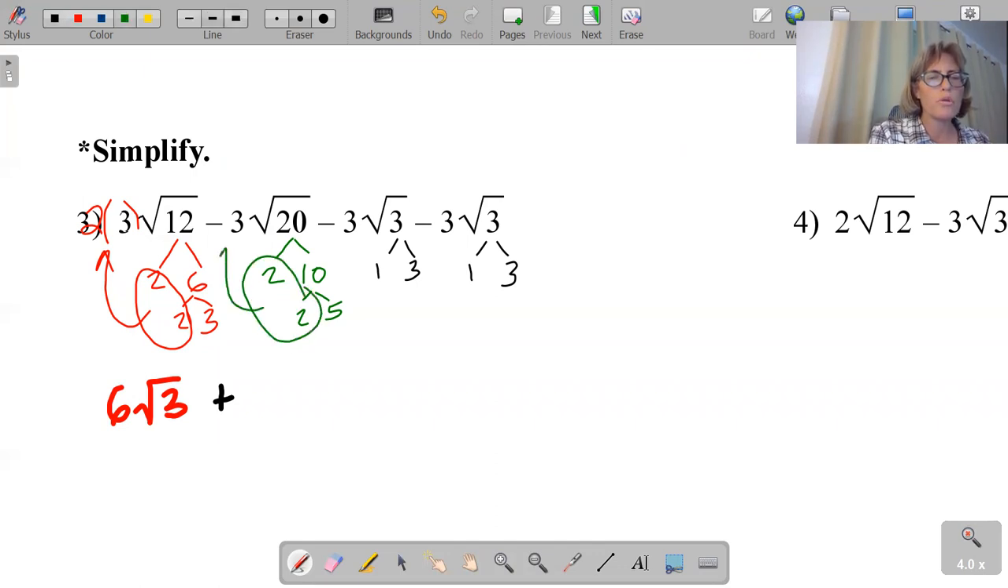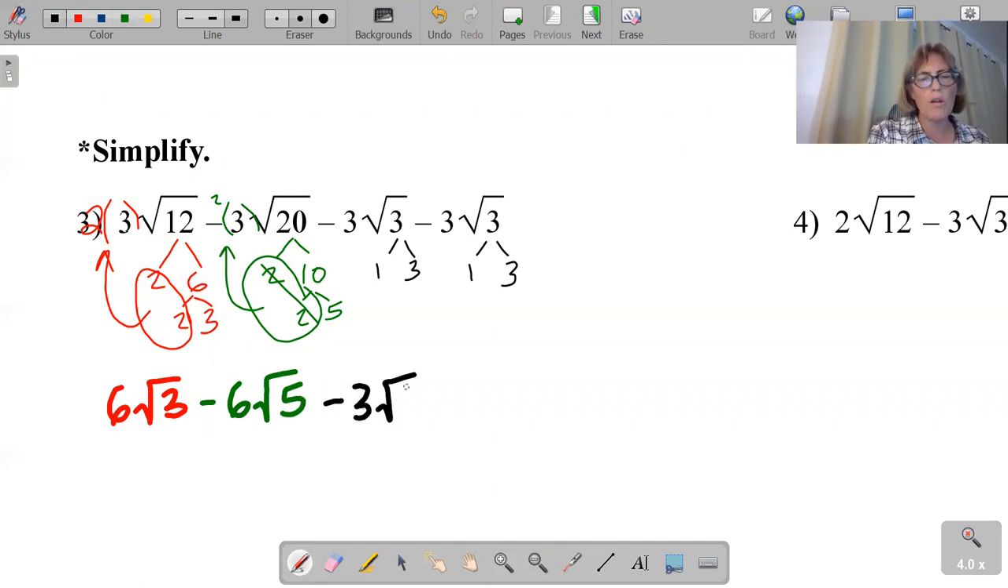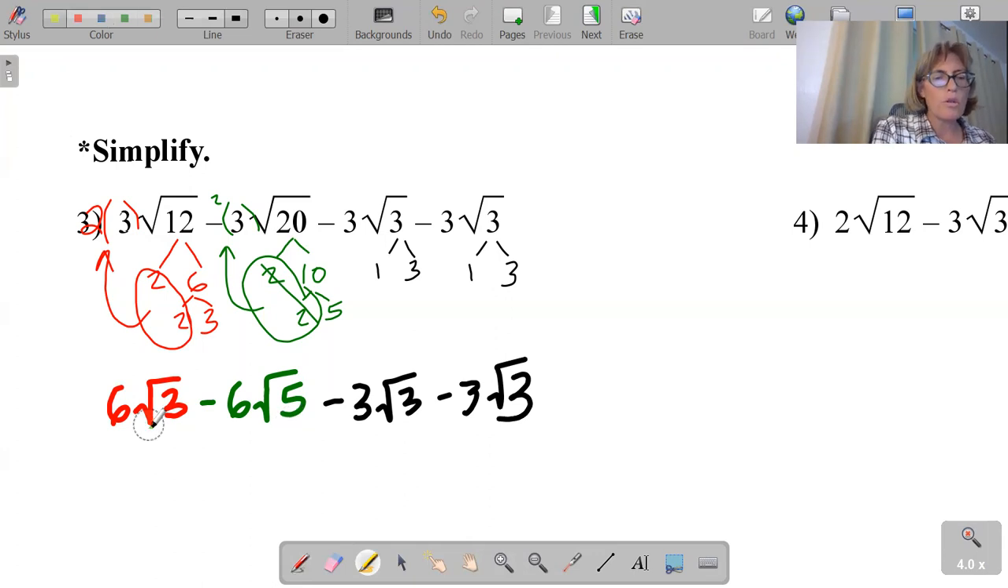Another pair of 2's come out, that's going to be a 2 on the outside. 2 times 3, and that's a minus sign, so that's going to be minus 6 root 5. No pairs here, so there's nothing coming out. Minus 3 root 3. Now, you look at the radicals, and you're going to collect like terms.